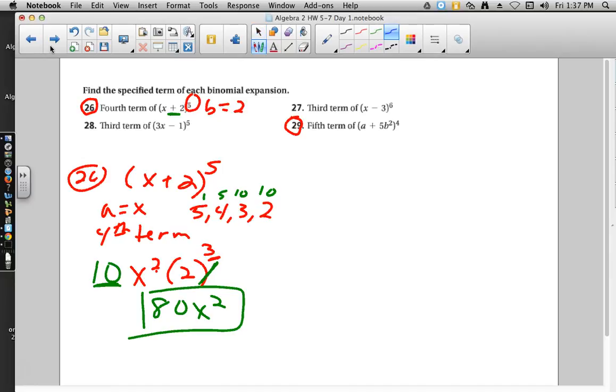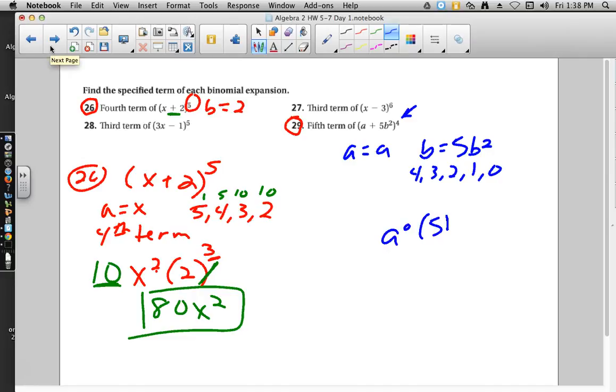Then for number 29, I see that my a is really an a this time, but my b is 5b squared. And this is all to the fourth power. And they want the fifth term. So I think about my a's and how my a's would start at 4. So 4, 3, 2, 1, 0. They want the a to the 0 term. So if I have a to the 0, I'm going to need b to be to the fourth power, because those 2 powers have to add up to 4.